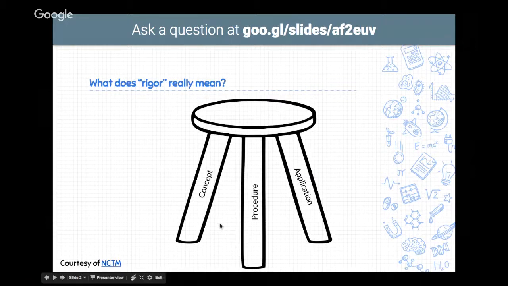The way that NCTM defines rigor in mathematics is that it really is a balance of instruction in conceptual mathematics, procedural mathematics, and then application of the mathematics. So what is rigor not? It doesn't mean making the work harder for kids, and it's not about making the work difficult. It's about having a balance between these three things in your math instruction. If you want to read more, you can click on that link down there.